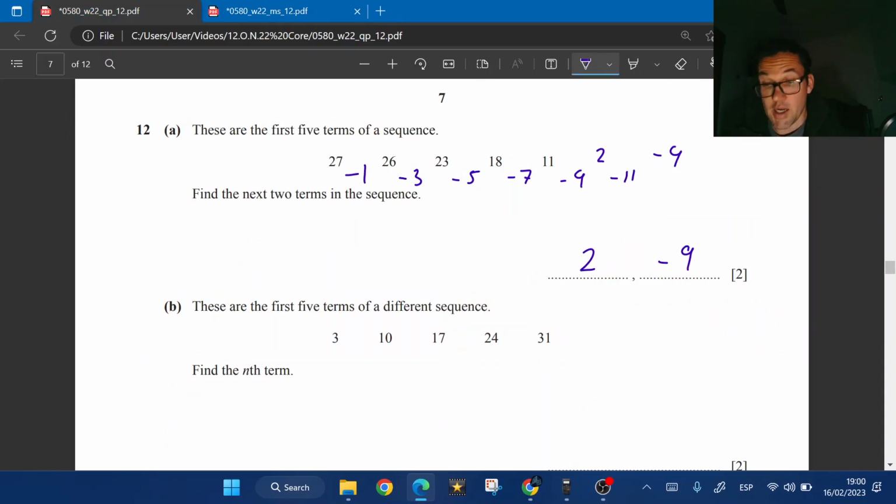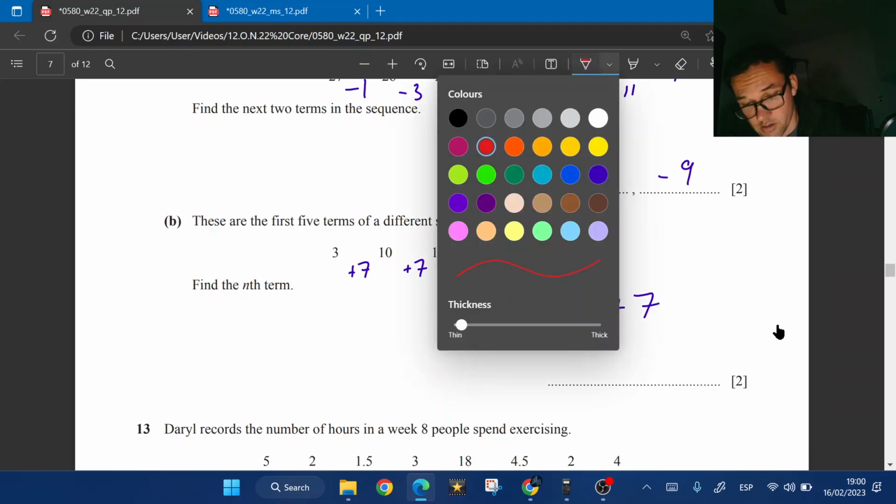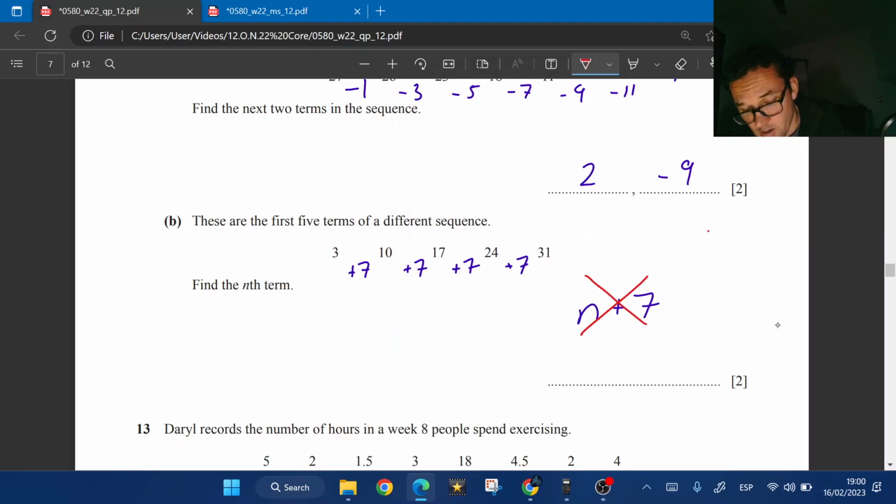Alright, the next one clearly asks for the nth term. So again, we see, what are we adding each time? We're adding 7, adding 7, adding 7, adding 7. And the nth term has got an n in it. The biggest temptation here is always to write n plus 7. That is not the correct answer. Let's just get that very clear, although students still always write that.